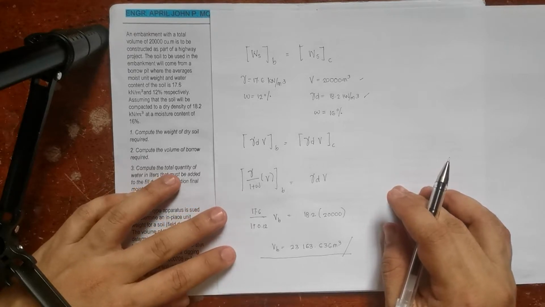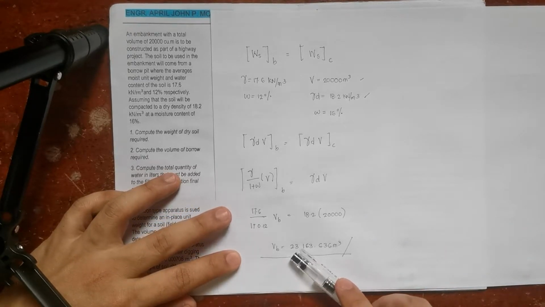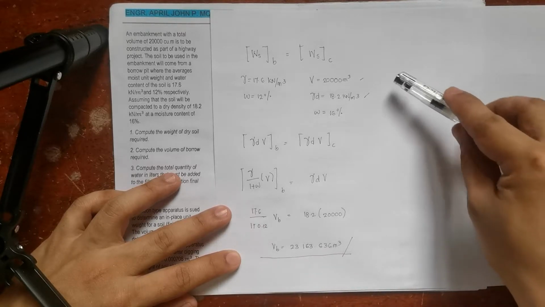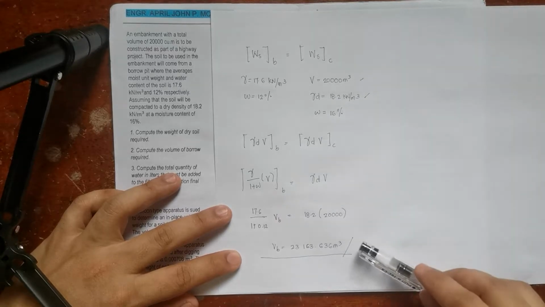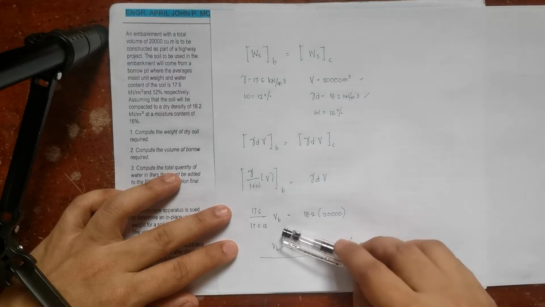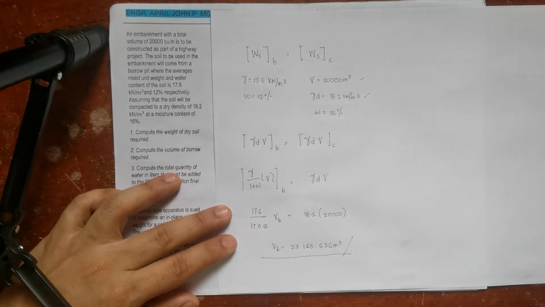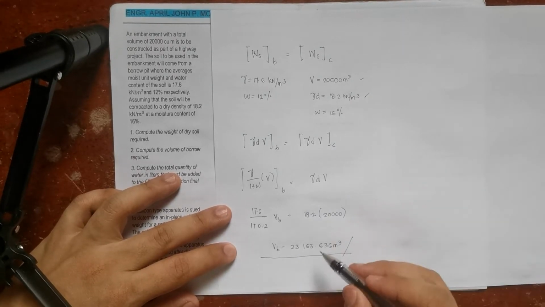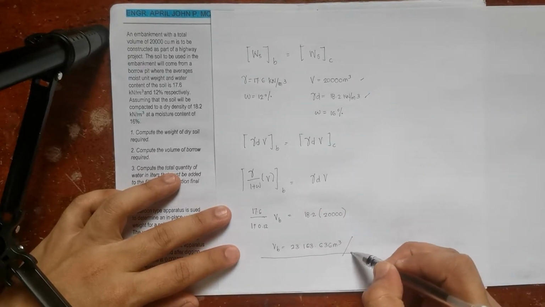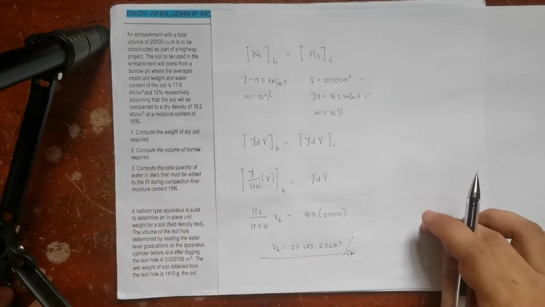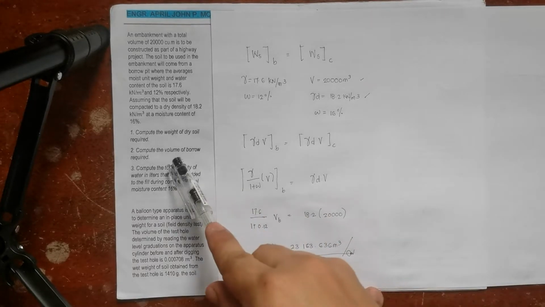Ito po. Para mas mag-sure po tayo, yung volume ng borrow soil po palaging mas malaki yung value niya kay compacted soil. Kasi nga, medyo loose po yung borrow natin. And then, i-compact po natin para maging mas maliit po yung kanyang volume. So, since mas malaki naman yung volume ng borrow soil kay compacted soil, medyo okay po yung ating sagot. And we have now the answer for the second requirement.